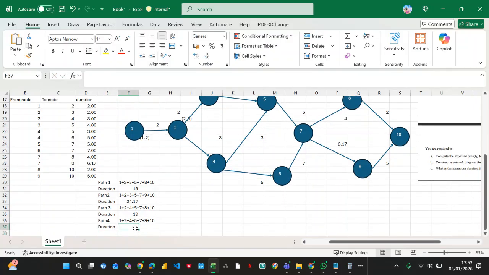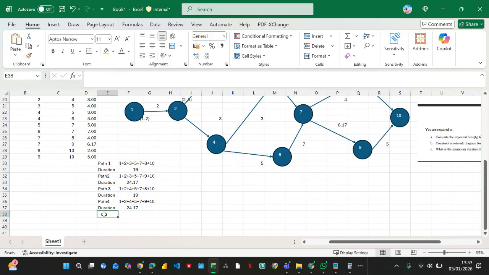So we need to do this direction. So this is now going to be what? 2. Yeah. 2 plus 3, plus 3, plus 5, plus 6.17, plus 3, plus 5. That's all.